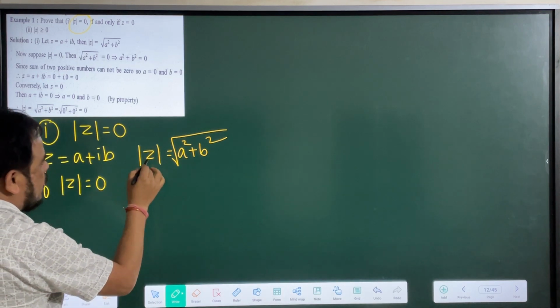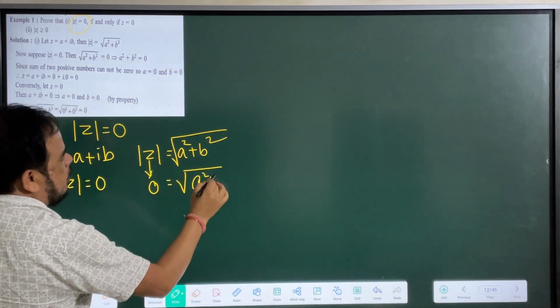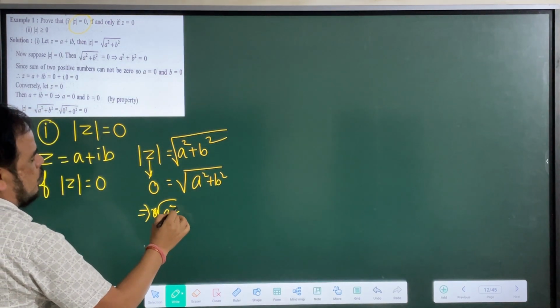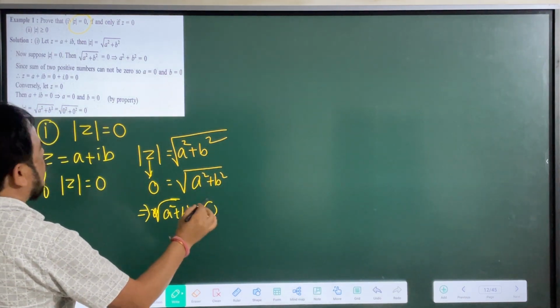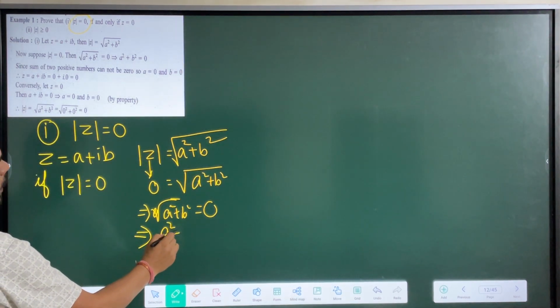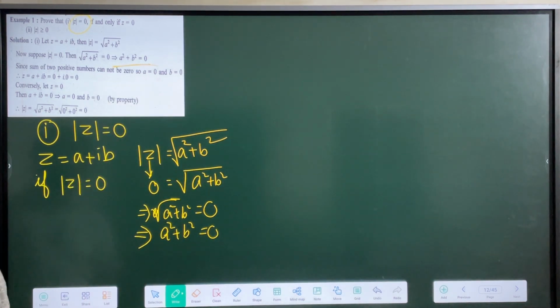Modulus of z equal to 0. So in place of modulus of z, what will you write? Square root of a square plus b square. That means square root of a square plus b square equals 0. If we square both sides, then a square plus b square equals 0. What is a square plus b square?